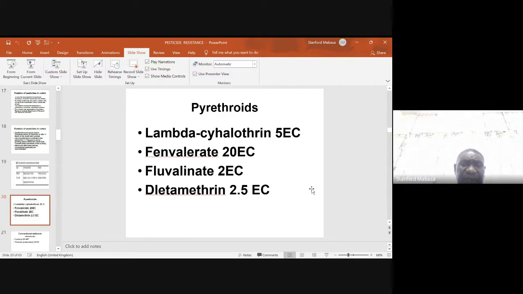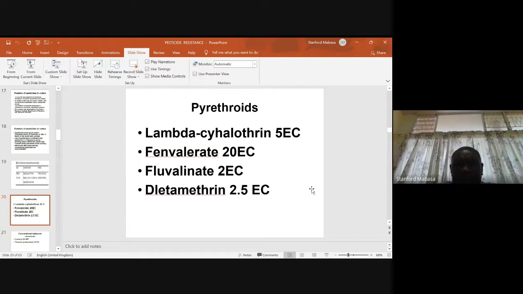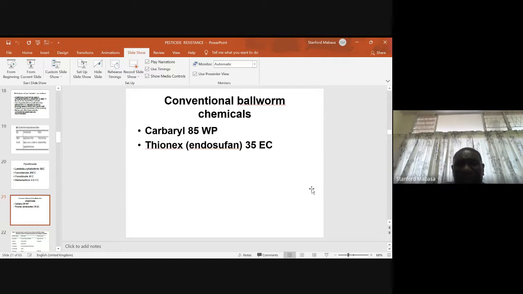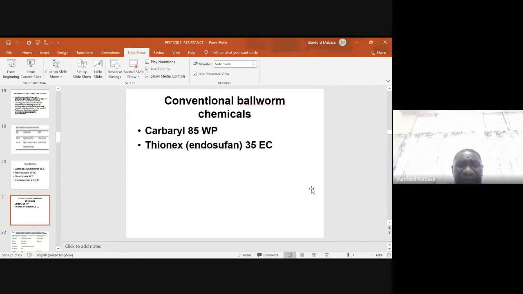So these are the pyrethroids which are commonly used. Lambda cyhalothrin 5 EC, fenvalerate 20 EC, fluvalinate 2 EC, deltamethrin 2.5 EC. So these are the pyrethroids. Now, for conventional bollworm chemicals, we can switch to Carbaryl 85 WP, Thionex or Endosulfan 35 EC.